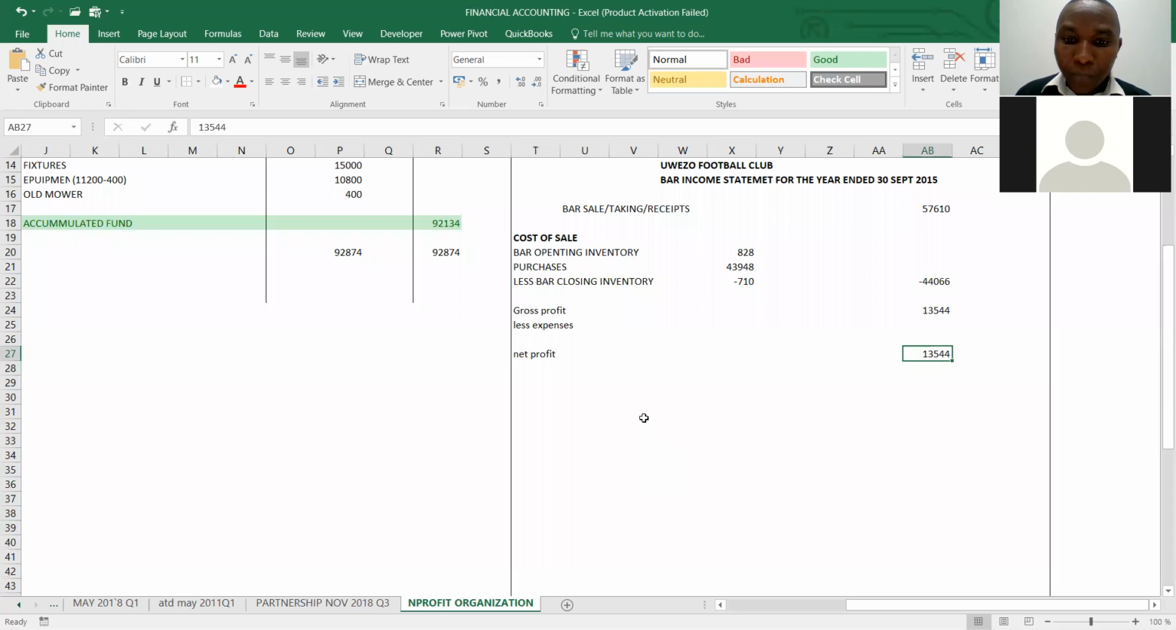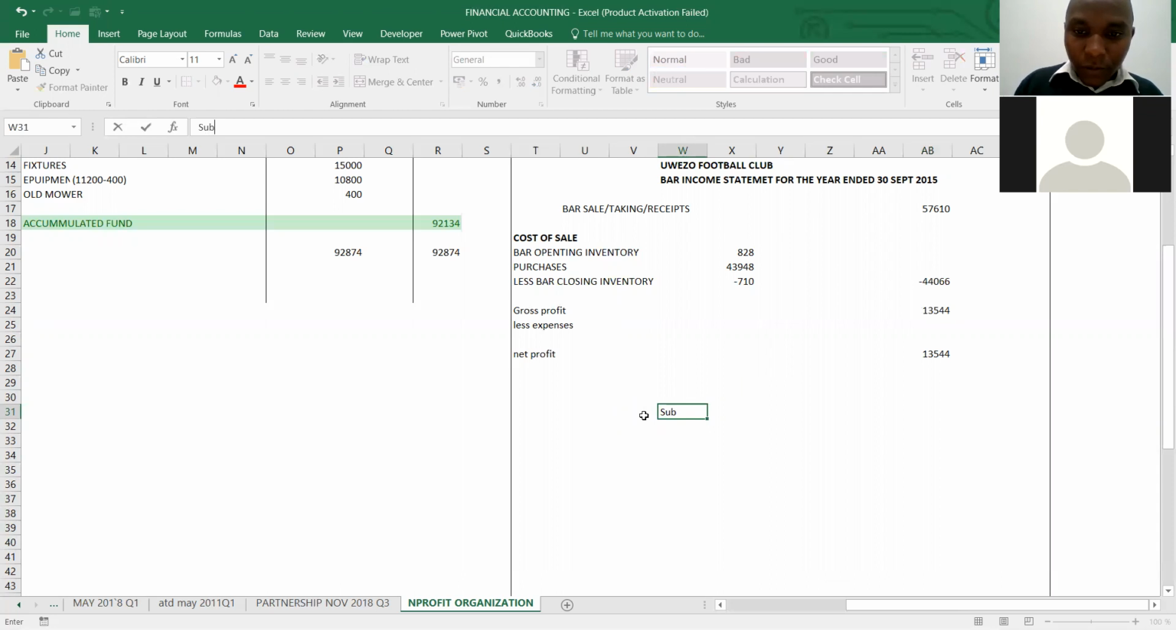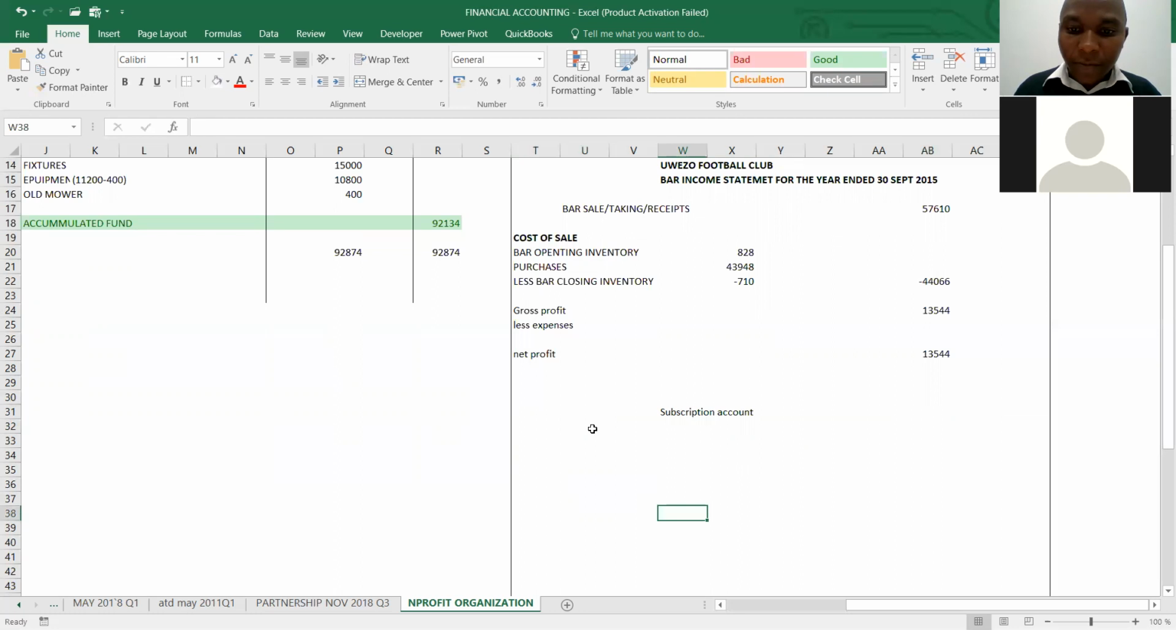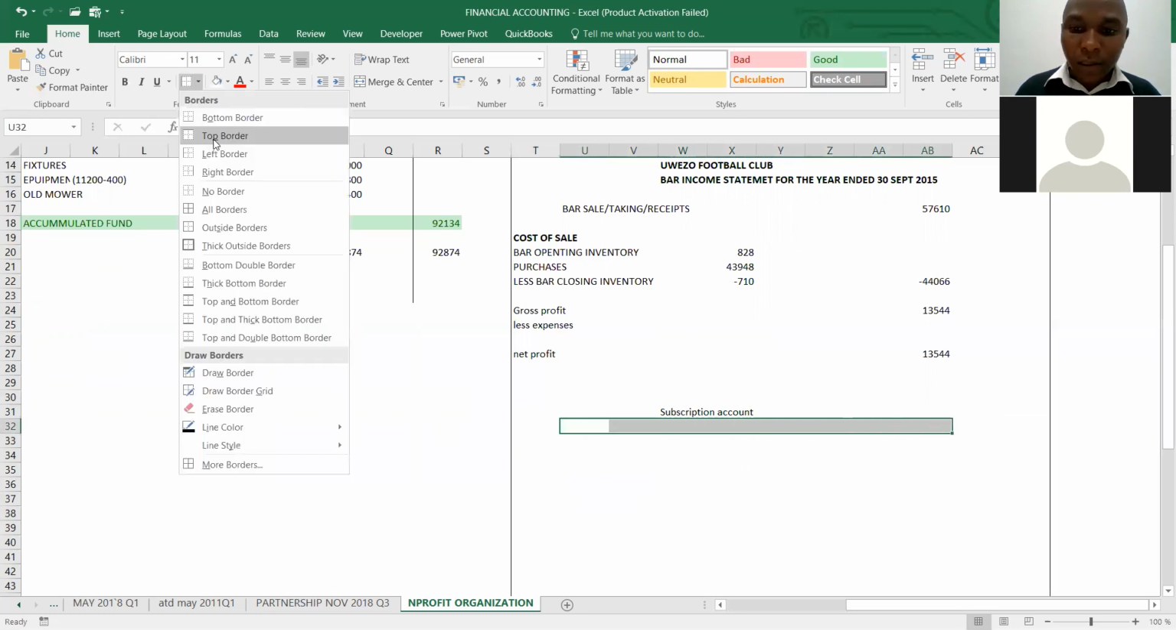Another account we need to prepare is the subscription account, so that we know how much was the income. We need to record it from the income and expenditure for members. The subscription account is very easy, and there are free marks. You need to get it from the subscription account.